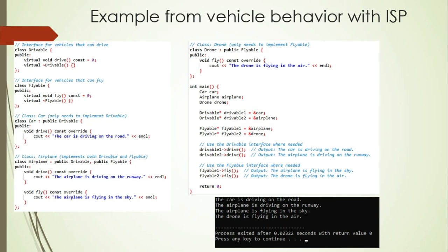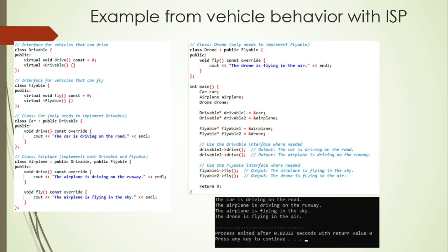This allows you to call the drivable 1 with arrow function, drive, and drivable 2 drive. So this means both car and aeroplane can drive. Similarly, we have flyable 1 and flyable 2 pointers of the type flyable, and this first pointer will come here, in this aeroplane and drone object.